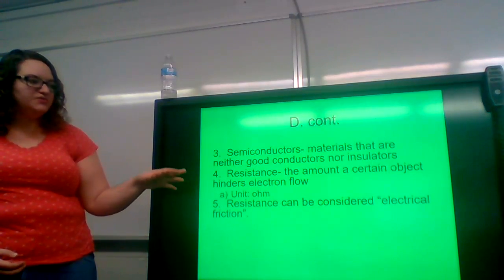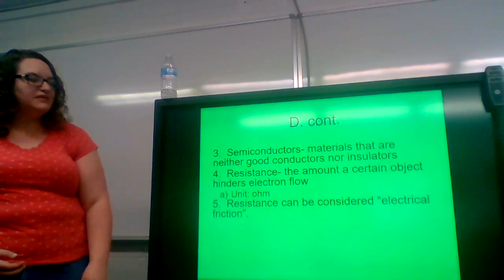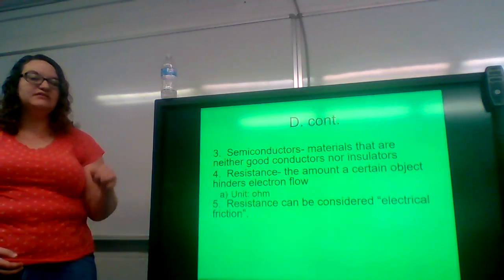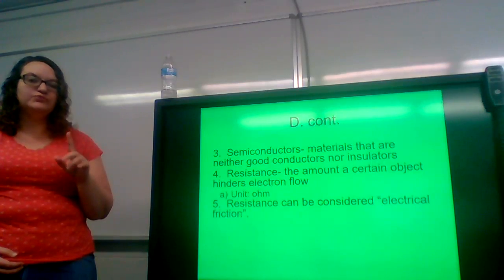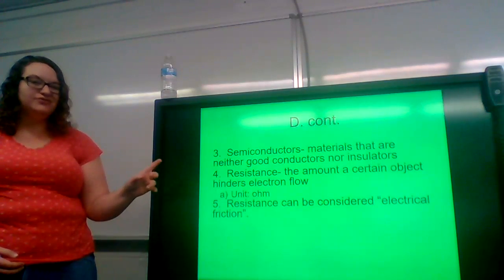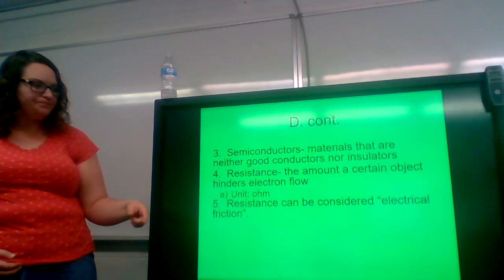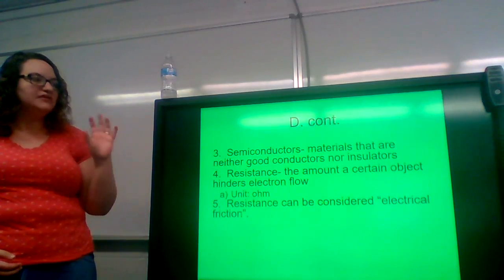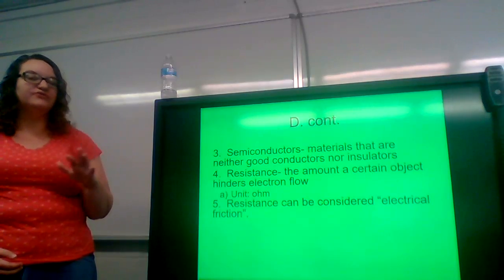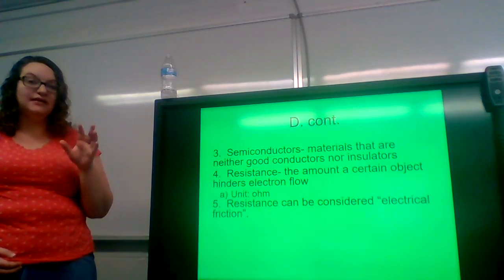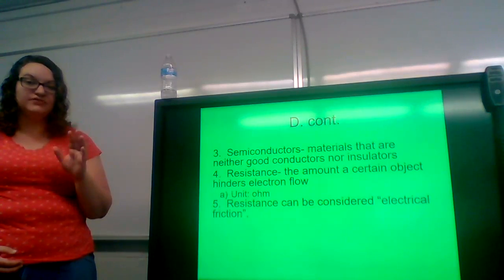Resistance. So what is resistance? Resistance is the amount a certain object hinders electron flow. The unit for this is the ohm, and we're going to talk about Ohm's law here in a little bit, and you'll understand why resistance is given his name. But it's the amount a certain object hinders electron flow. Okay, how much does this object accept or reject electrons flowing through it?